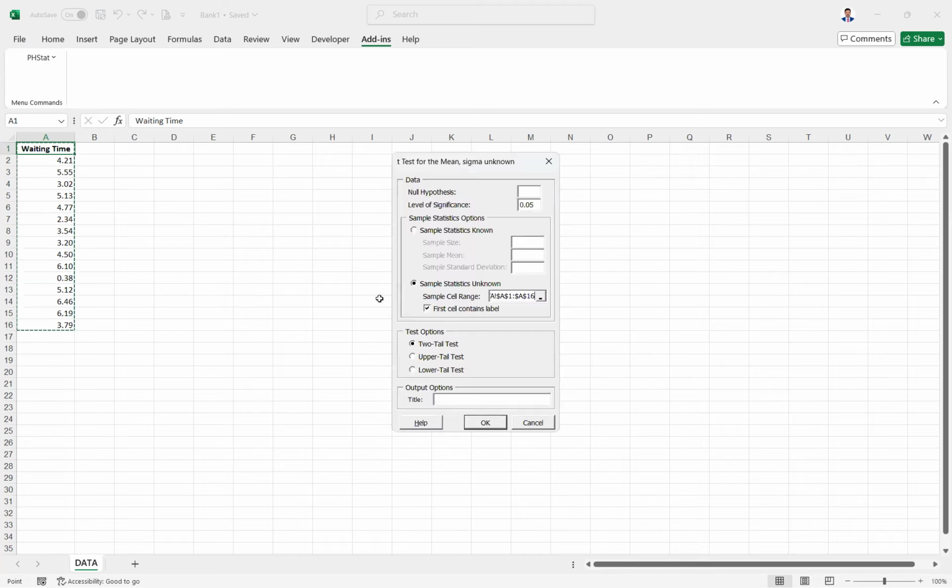Raghunath, in level of significance, can we put 95%? No. Why? In the confidence interval, what is it asking? Confidence level. That's why we put 95 there. But here, what is it asking? Level of significance. That is different. Now this is what we have given.